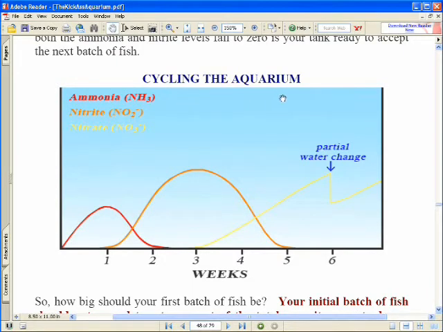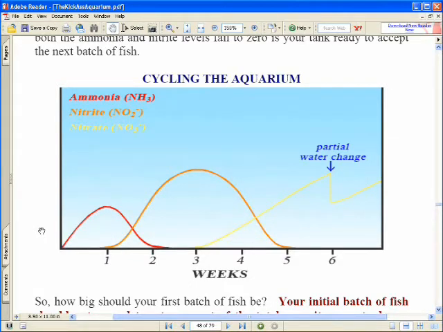Now, the term cycling the aquarium is basically jargon for encouraging the growth of the beneficial bacteria. Cycling the tank relies on introducing your fish in batches versus introducing all of them in at once. So let's say you had a 40-gallon aquarium and you're using the 1 inch of fish per gallon rule. You definitely wouldn't want to introduce all 40 inches of fish in at once.